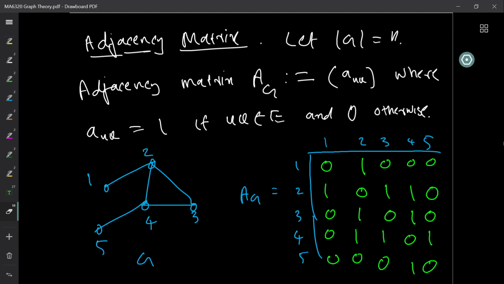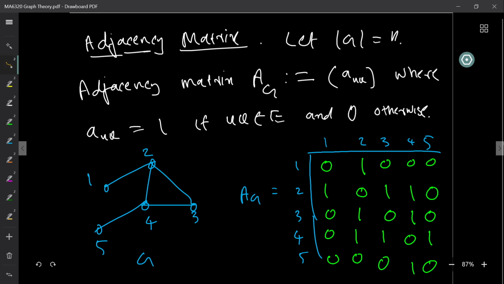So here is an example of a graph. You have this graph with vertices 1, 2, 3, 4, 5, and the edges are given as in the figure. 1, 2 is an edge, so the entry (1, 2) in the matrix is going to be 1. And because 2, 1 is also an edge, both of these entries will be 1. Similarly, you can fill up 2, 4; 5, 4 and 4, 5; 3, 4 and 4, 3; and 2, 3 and 3, 2. All these entries will be 1, and every other entry is going to be 0. So this is how we define the adjacency matrix.